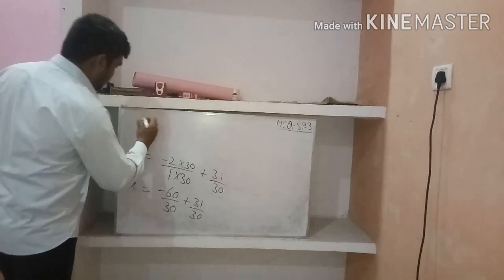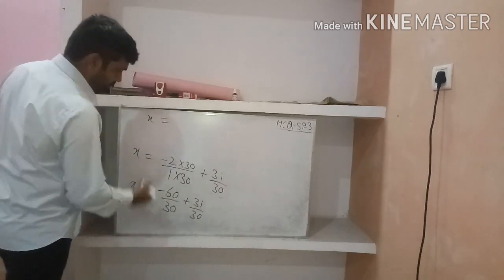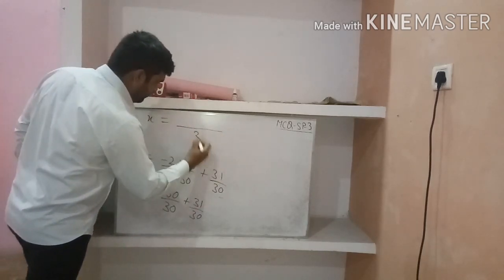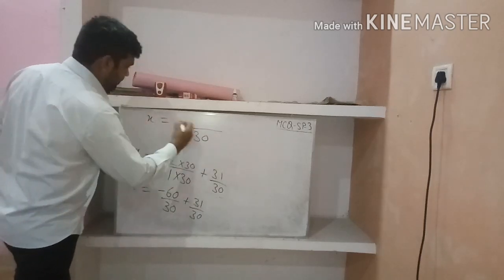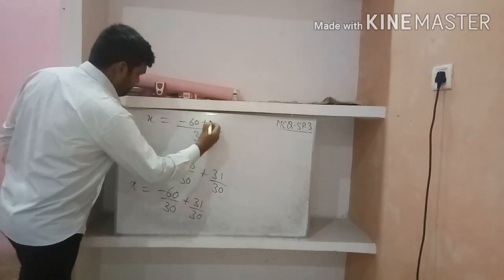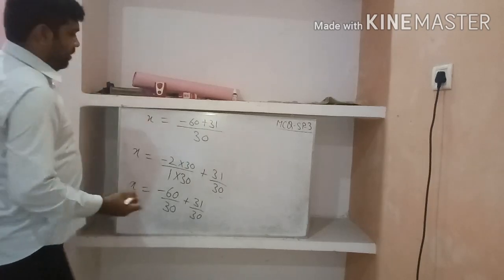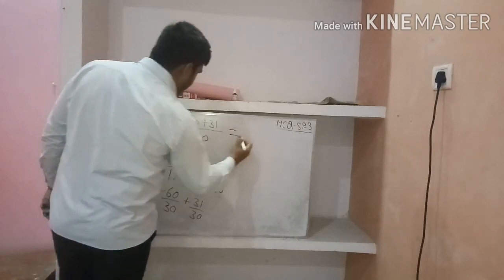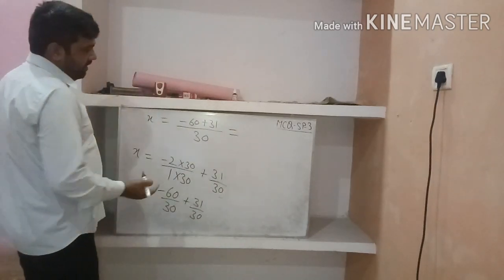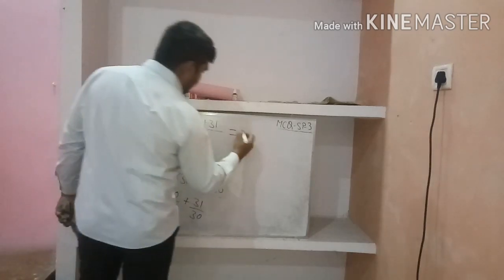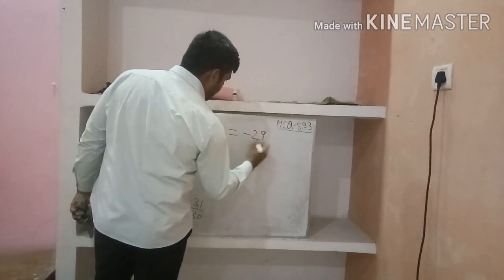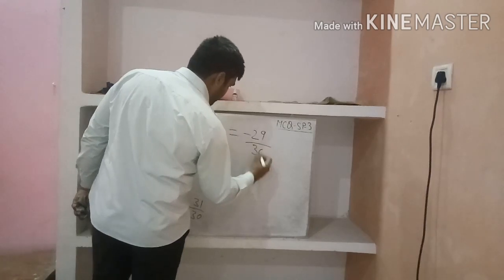Now see, x equals, take the denominator common, 30. Now add the numerator, minus 60 plus 31. So you are going to get the result. Minus 60 plus 31 gives you what? 29. Minus 29, negative is big. So minus 29 by 30.